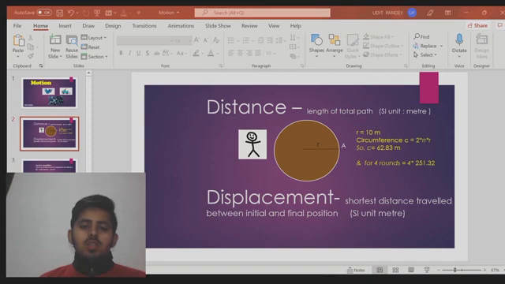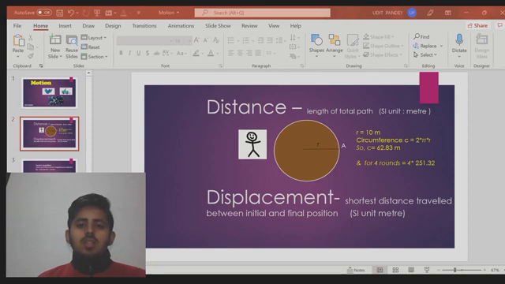In the same way, if he completes four rounds, he will cover 251.32 meter distance. So we concluded that distance is the length of the total path covered and its SI unit is meter. Now what does displacement mean? Displacement is the shortest distance between the initial and the final position. Please focus on this initial and final position.